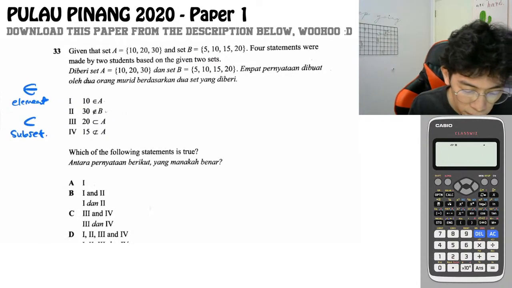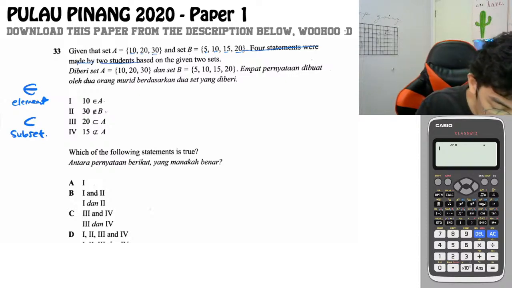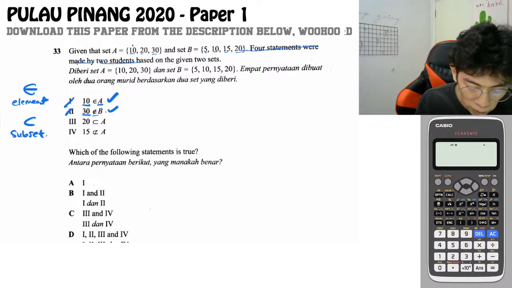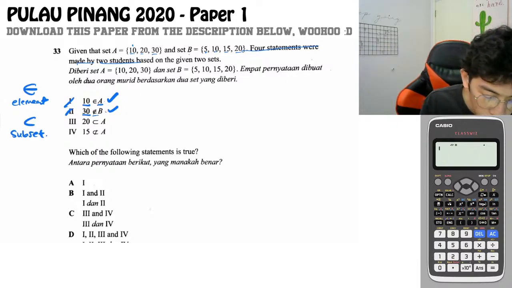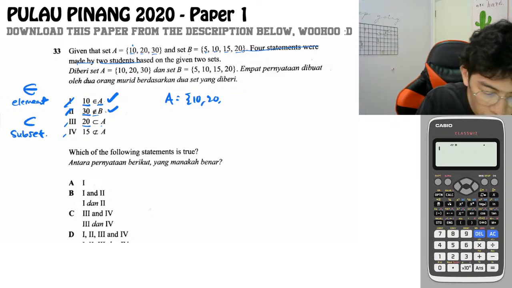Given that set A equals a, b, c, 10, 20, 30. B is 5, 10, 15, 20. Four statements were made by two students based on the given sets. Is 10 an element of A? Yes. 30 is not, the slash means not, an element of B. Yes, correct. So number 1 and number 2 are correct already. Okay? And then when you look at 3 and 4, 20 is a subset of A. Yes, because, let me explain in detail. If you mention that this is the element of, okay, I'm explaining again.